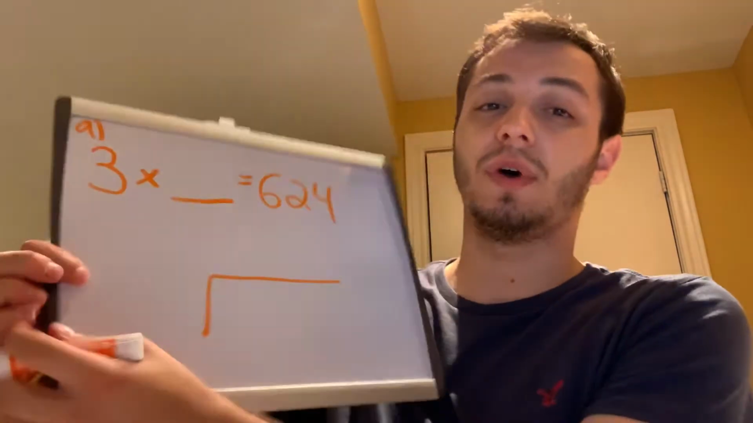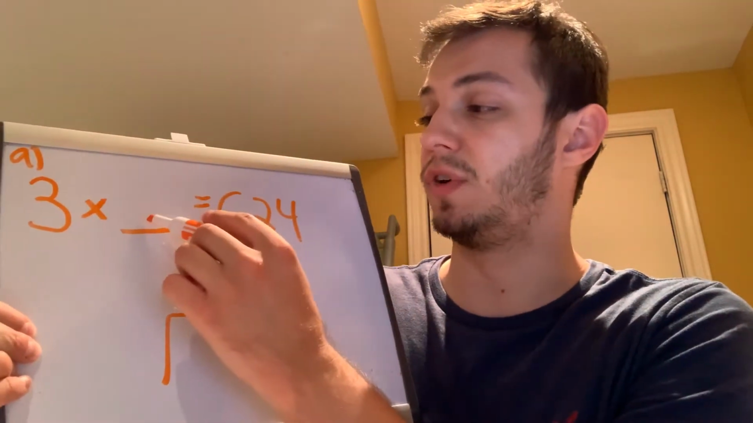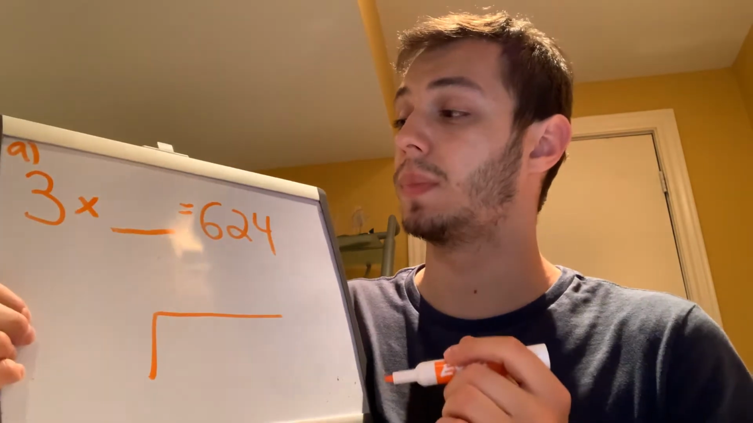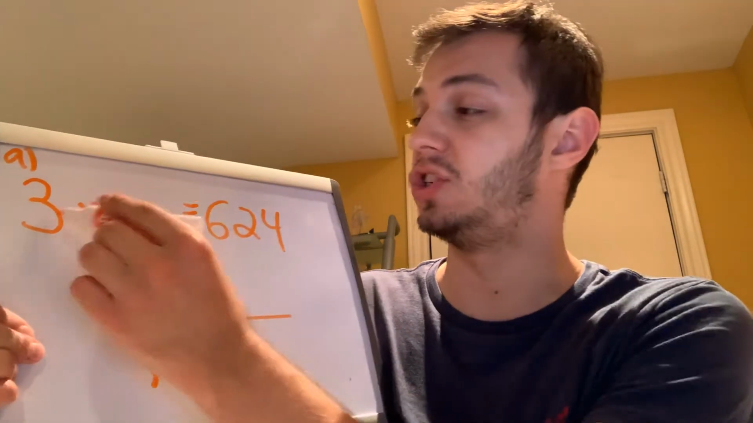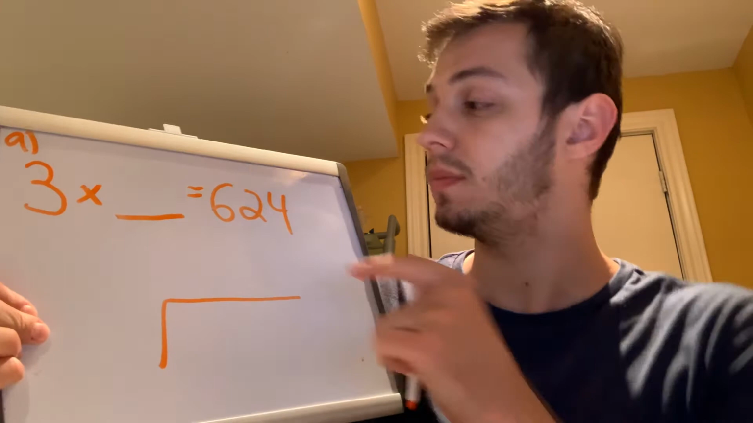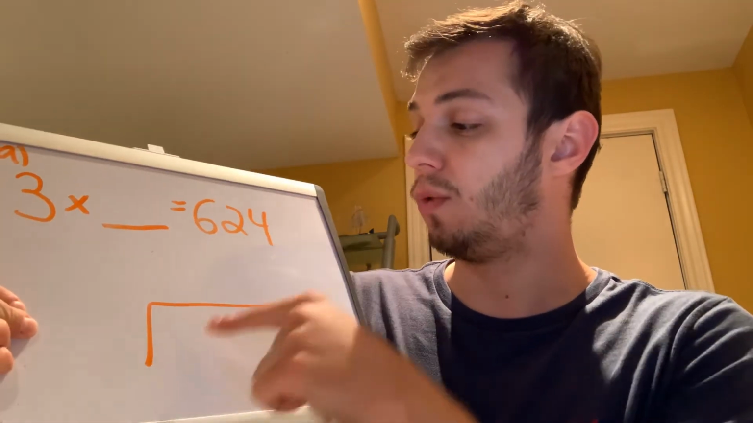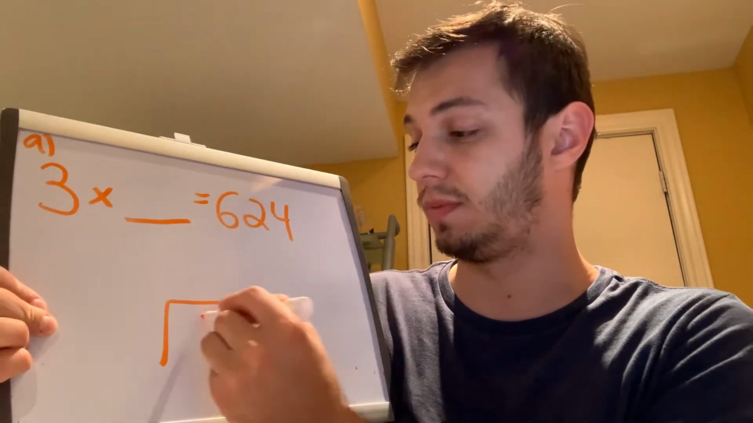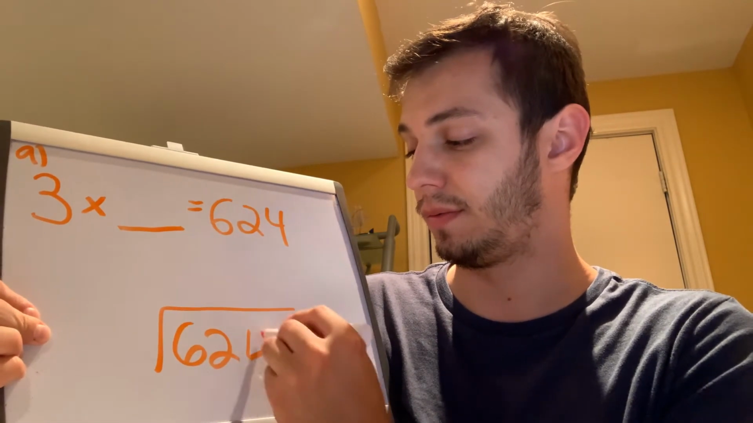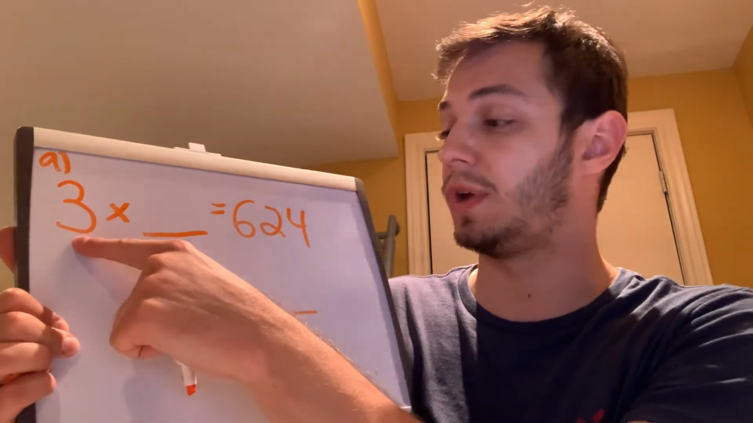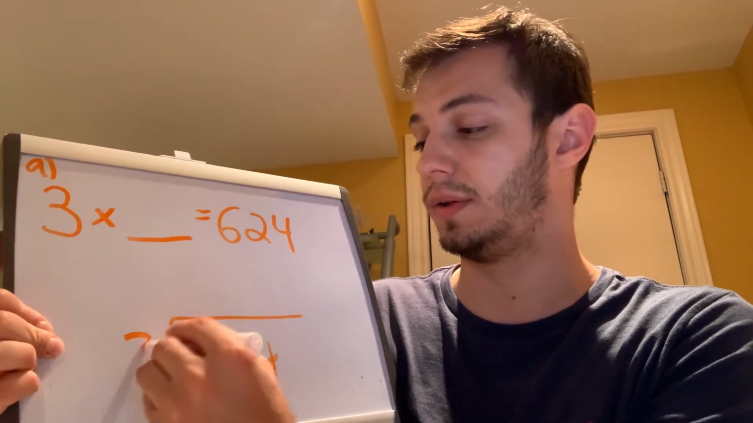Right, so for part A, we have the problem 3 multiplied by a number equals 624. Right, so we want to find out what will be the missing number for this multiplication problem. In order to do that, we have to change this into our division problem. The number that comes after the equal sign, this 624, will go underneath the division sign. So I'm going to write that right here. The number at the beginning, this 3, will go right before the division sign.